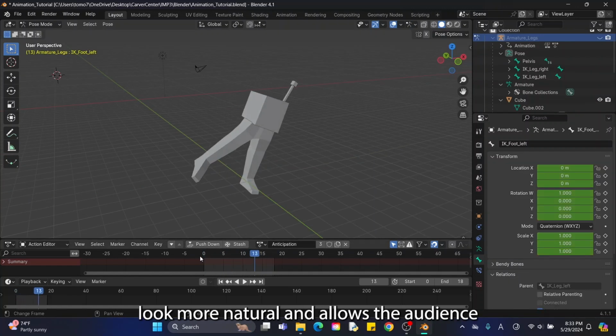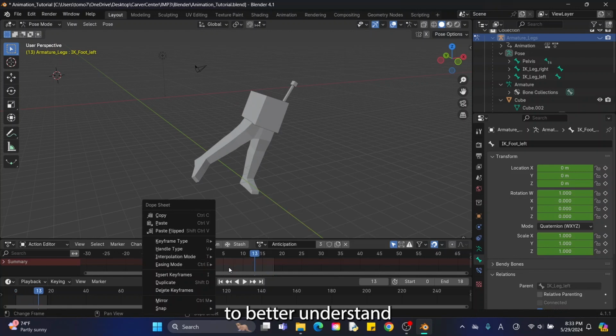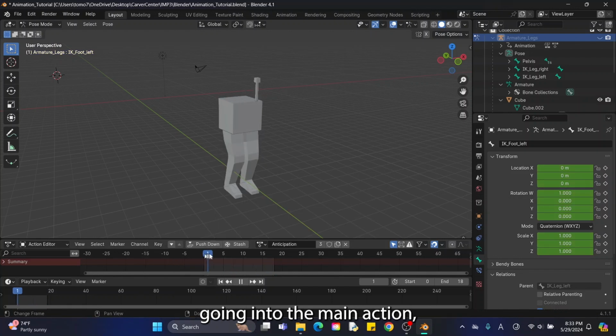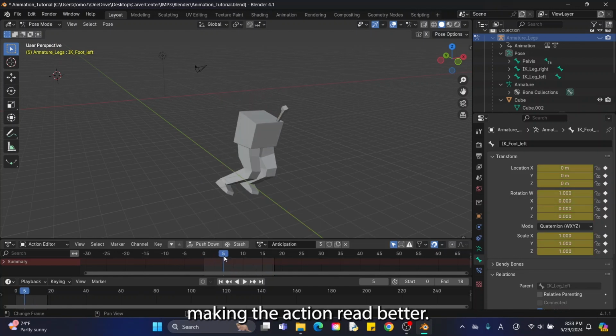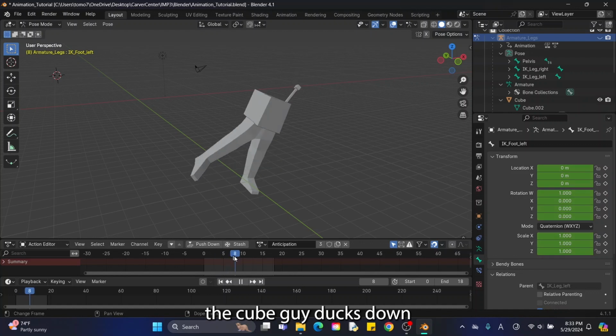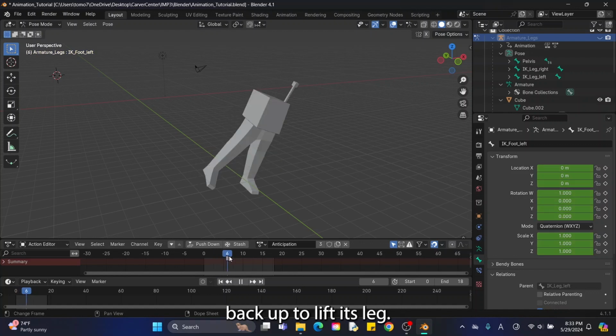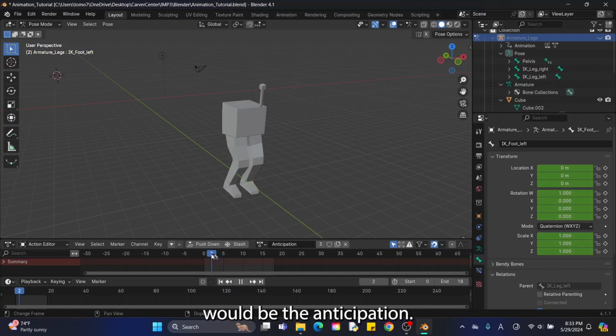Anticipation helps make a movement look more natural and allows the audience to better understand what a character is about to do before going into the main action, making the action read better. In this other example, the cube guy ducks down momentarily before popping back up to lift its leg. This ducking motion would be the anticipation.